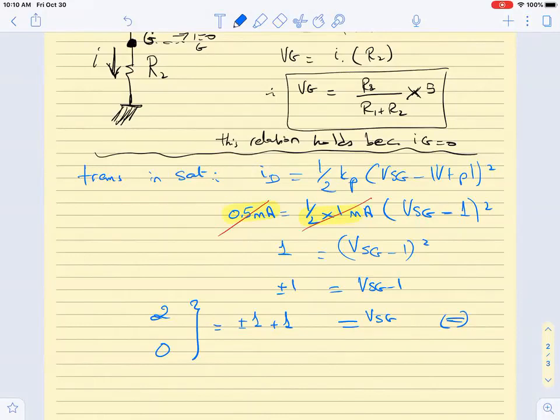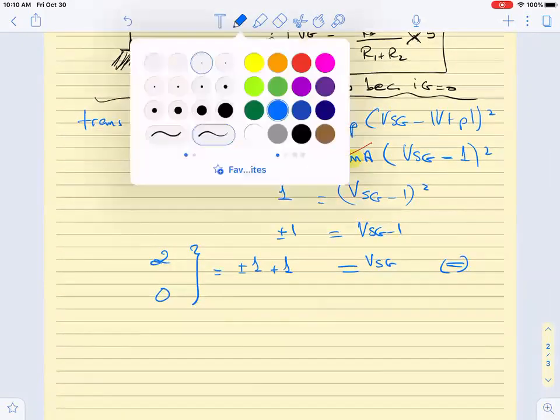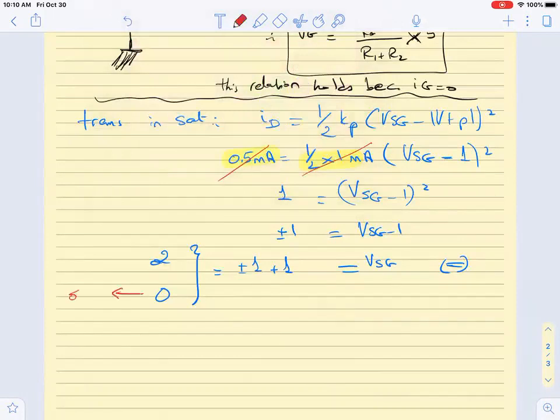If I pick the 0, would the transistor be on? VSG should be a positive quantity, so picking 0 will make the device off. So I'm not going to adopt this. Therefore, I have to pick this one, setting VSG equal to 2, which is greater than the absolute value of VTP.